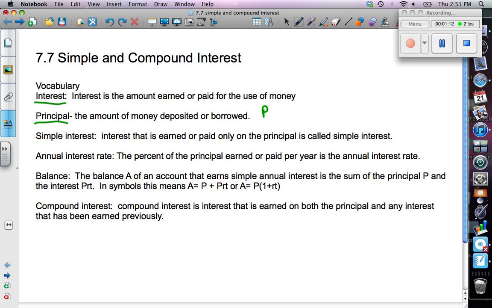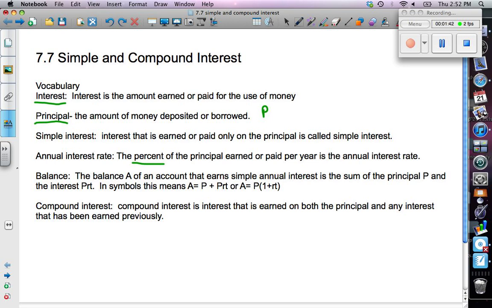The annual interest rate is the percent of the principal earned or paid per year. That's the annual interest rate. So you may hear great rates on a new housing mortgage, only 4% or something like that on commercials on TV. That's your annual interest rate. So how much money you're going to have to pay for borrowing money, or how much money you're going to earn if you've deposited it into a bank.